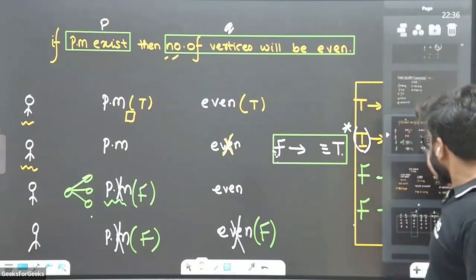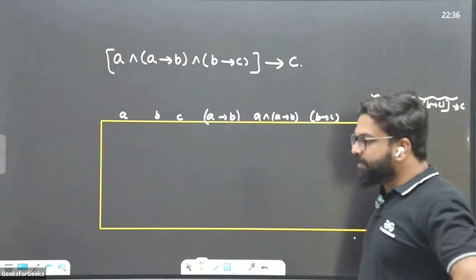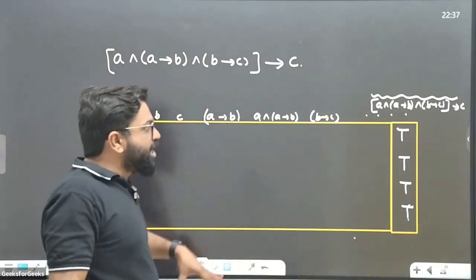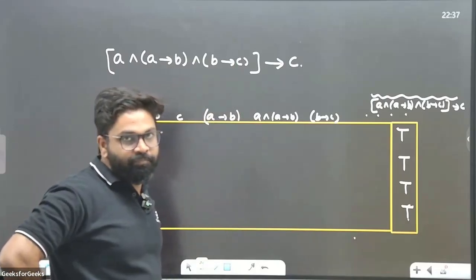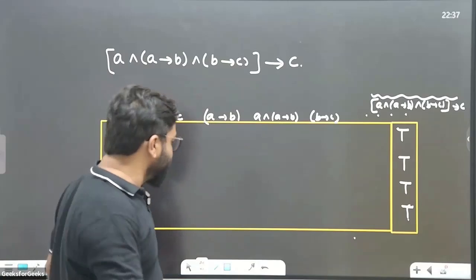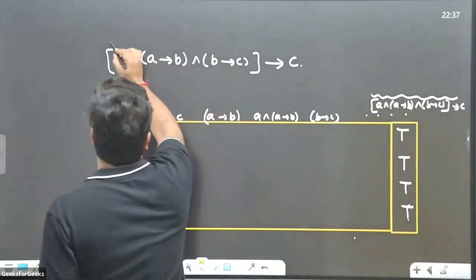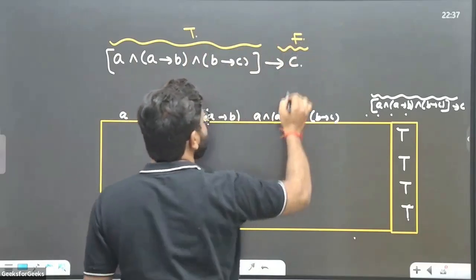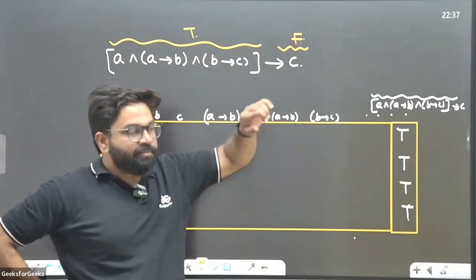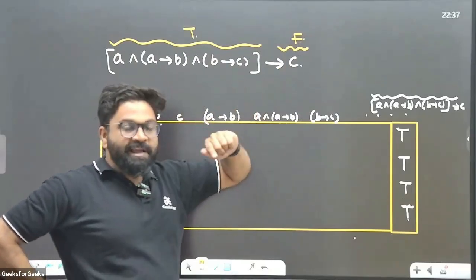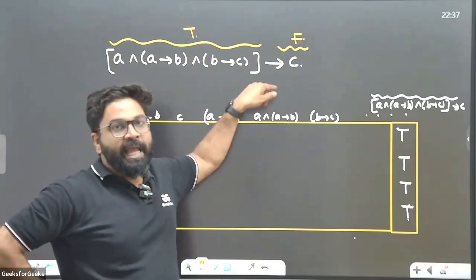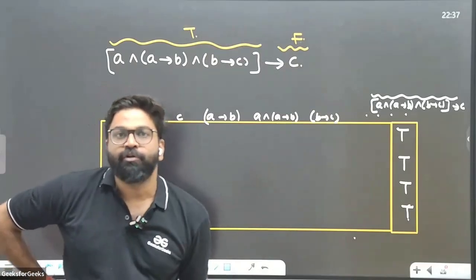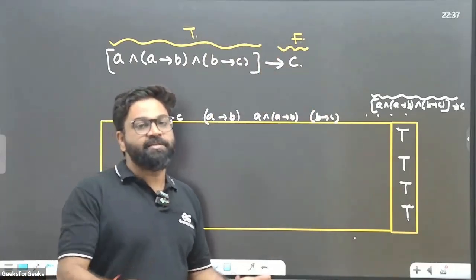So what I'm trying to tell you, suppose this is my expression. Suppose I check on that condition only: I consider the left side as true and the right side as false. If it converts to false, then I can say that it is not a tautology. But if it does not, then I can say that it is a tautology.